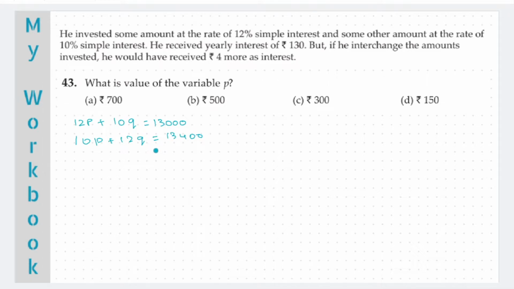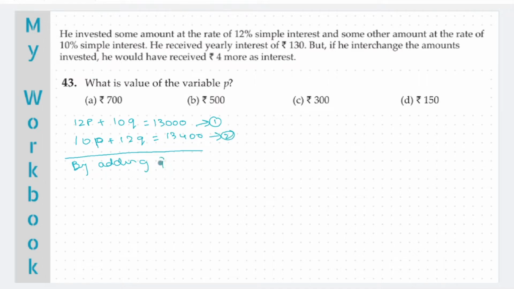Now we will be solving them. Here you see that the coefficients of P and Q are swapped in equation 1 and 2. Here it is 12P and here it is 12Q. Similarly, in the first equation it is 10Q and in the second equation it is 10P. So for such equations, we always add and subtract the two equations to get simpler equations and then solve them. That is by adding 1 and 2. Let this be 1 and this be 2.